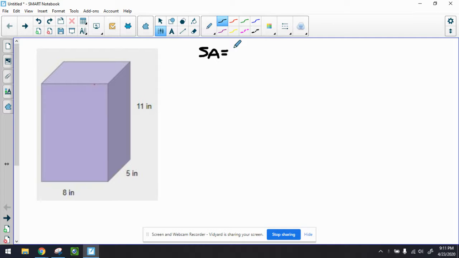So if we're looking for surface area of anything that doesn't look like a box, we're just going to find the area of all the faces in the prism and add them up. But these particular ones that look like boxes are called rectangular prisms, and we can find the surface area by taking the length times the width, which is kind of this bottom, the width times the height, this side.